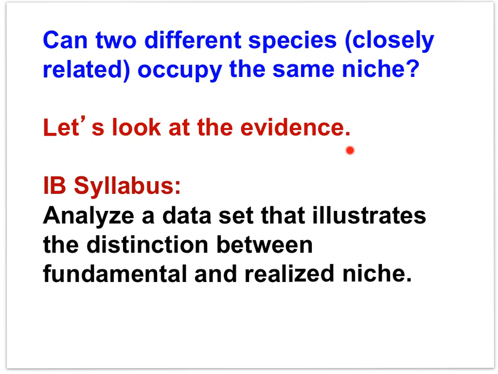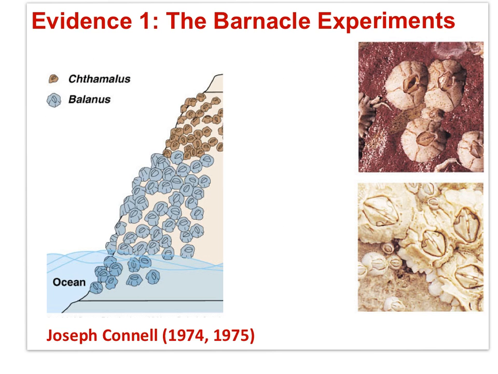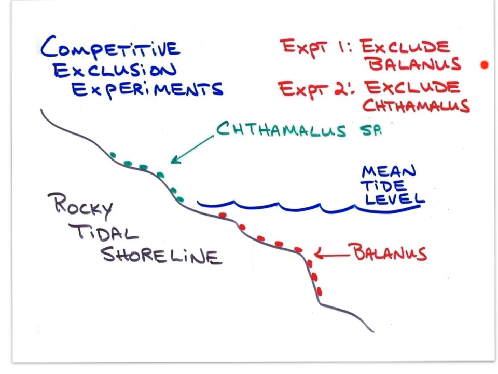Now, we're going to look at the evidence. Follow closely because you need to be able to analyze a data set that illustrates the distinction between the fundamental and realized niche. The first piece of evidence addressing the question, can two different species occupy the same niche, comes from an experiment in the 1970s by Joseph Connell, who studied two species of barnacle. Connell noticed that Thymallus occupied the upper, drier regions of a tidal coastline, while Balanus occupied the lower, wetter regions of the tidal coastline. Connell conducted two experiments.